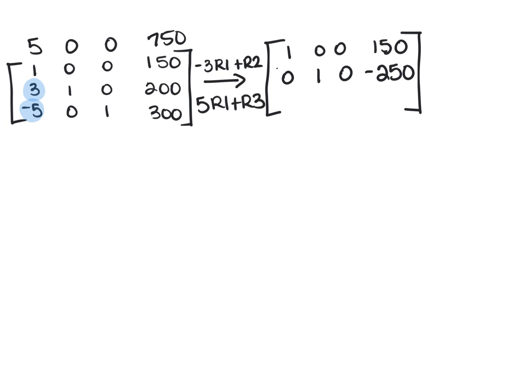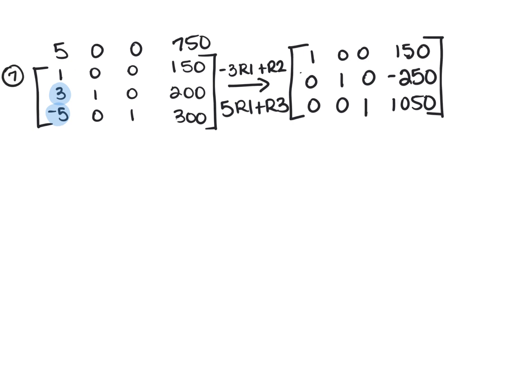So row 3 is the only other one that's going to change. So I have 5 plus a -5 gives me 0. 0 plus 0 is 0. 0 plus 1 is 1. And then I have 750 plus 300 is 1050. So in that short step, we have x equals 150. We have y is equal to -250. And we have z is equal to 1050.